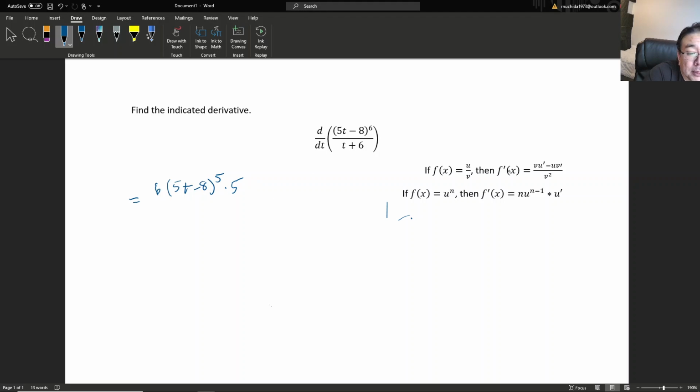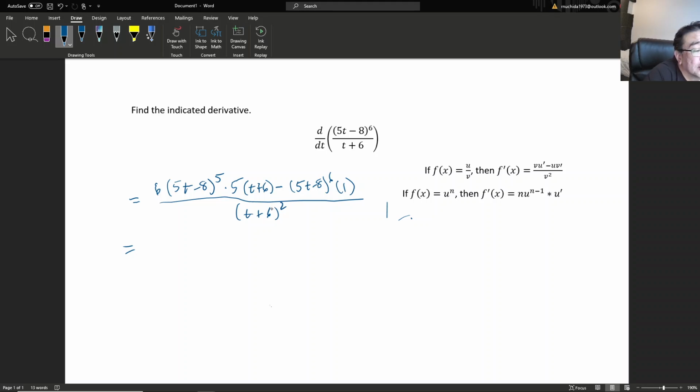And then times the bottom function, so times that t plus 6, minus the top function, that 5t minus 8 raised to the 6, times the derivative of the bottom, so the derivative of t plus 6, that would just be 1, because the derivative of t would just be 1, and the derivative of 6 would be 0. So the derivative of that would just be 1, all over the denominator squared, so that t plus 6, that quantity squared.